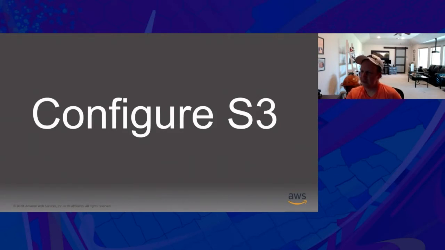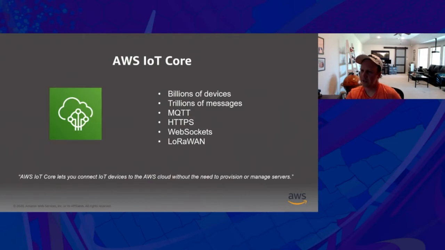But now we're going to get into the fun part here, which is AWS IoT Core. So again, AWS IoT Core, massive scale. We manage billions of devices. The service sees trillions of messages. We use the MQTT protocol. We also support HTTPS, WebSockets. We have a new service we launched too that can assist with LoRaWAN management.